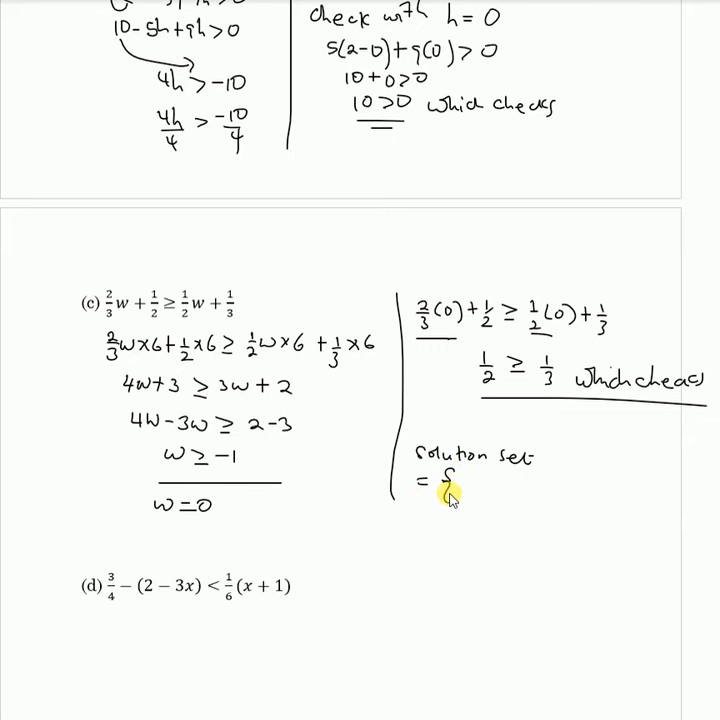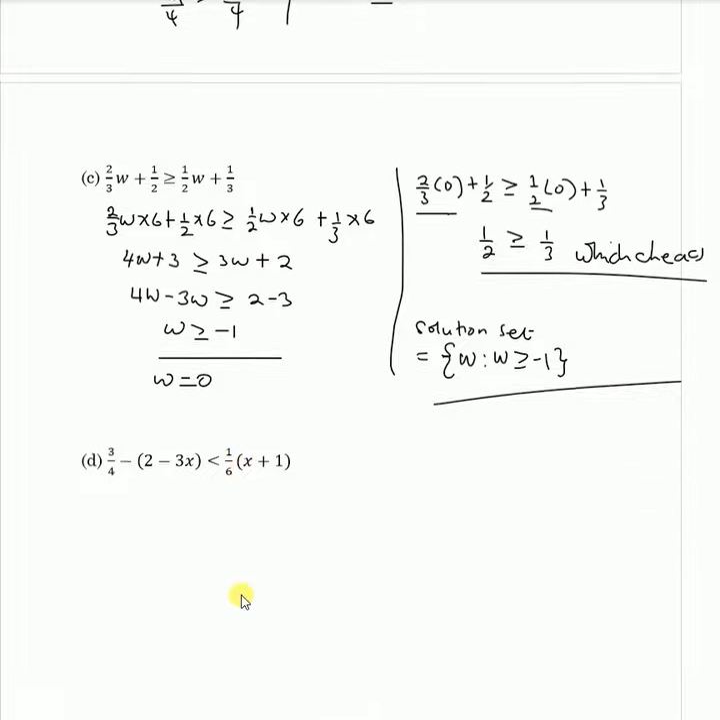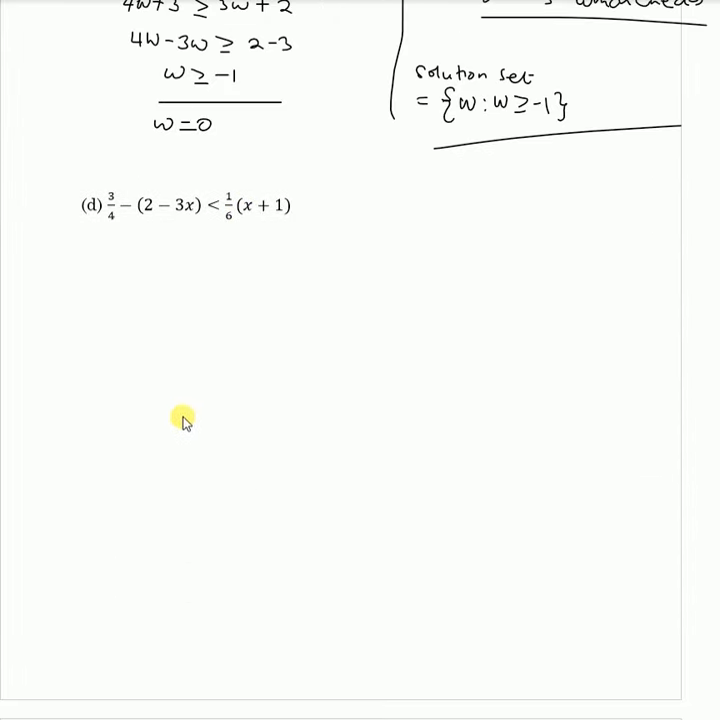is equal to, the solution set here is a set of W such that W is greater or equal to -1. That's how we write a solution set. We write it like that. Solution set equal to, you have the curly brackets and say W such that, we read this one as such that W such that W is greater than or equal to -1. That has been another example. Can move on to part D.